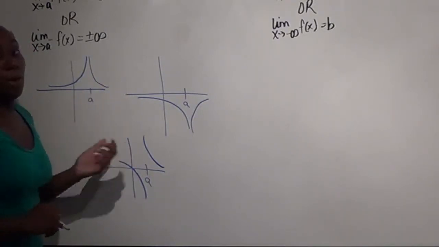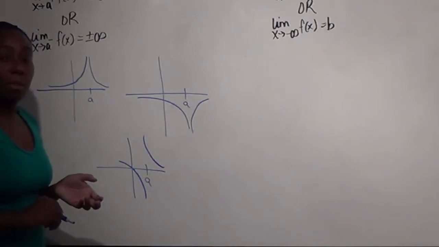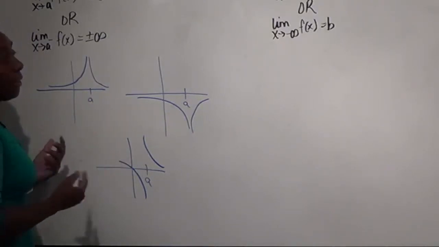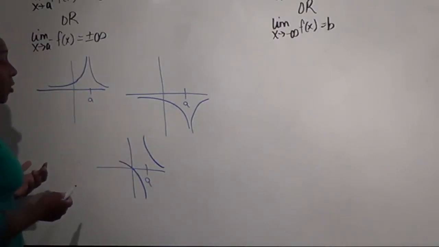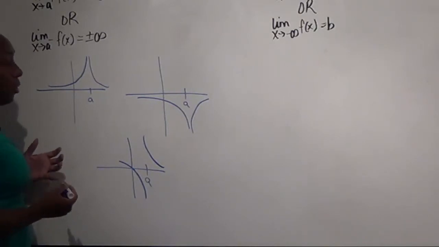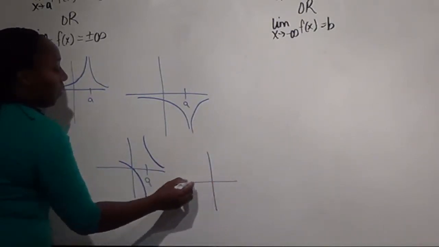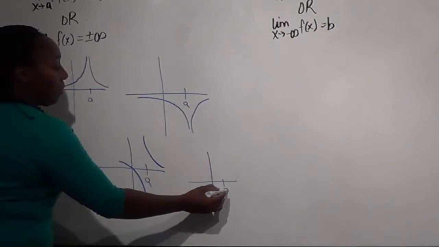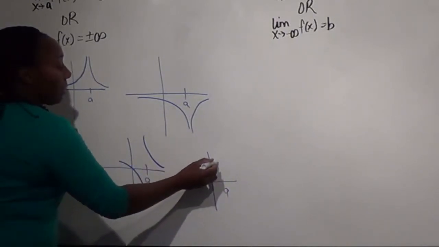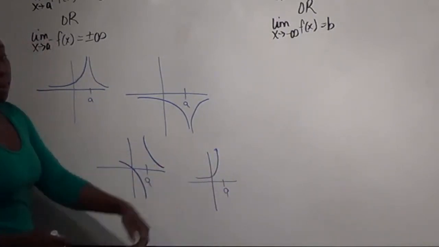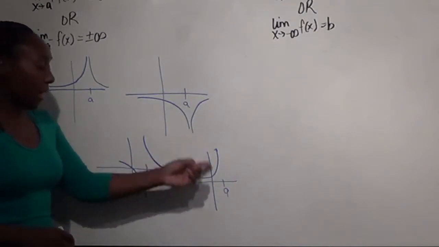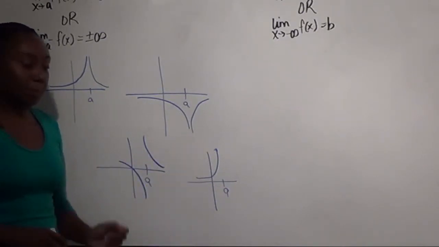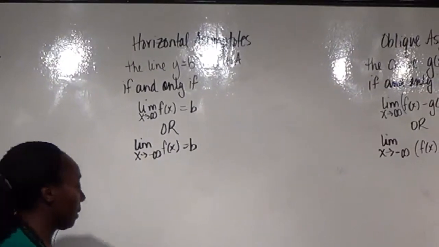More importantly, I don't need both sides to exist. So the left-hand limit could exist and the right doesn't necessarily need to, and I still have a vertical asymptote. Okay, so one last picture would be, again, if this is my point a, I could just have it coming in from this side and the other side is not defined, and I still have a vertical asymptote.